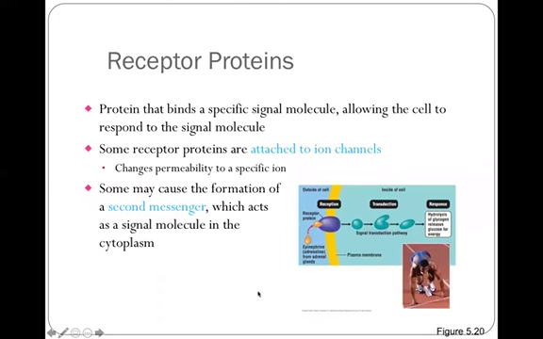Receptor proteins bind a signal molecule, allowing the cell to respond to it. Some are attached to ion channels. This allows then certain ions to be able to travel through. Others cause a secondary messenger to come in, okay? So some, I now open the door. Others, I don't need the door open. I just need to get the information to the inside, okay?